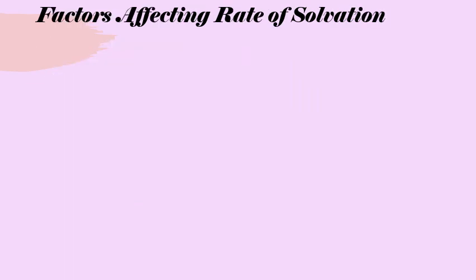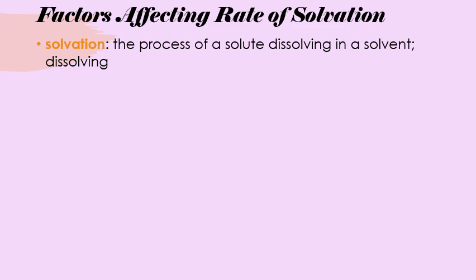All right, so now that we've talked about how things dissolve, specifically in water, I want to talk about what affects how quickly things will dissolve, or what factors affect the rate of solvation. Solvation is the fancy sciencey word for basically dissolving. It's the process of a solute dissolving into that solvent.